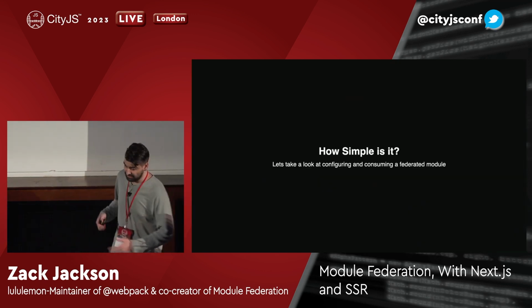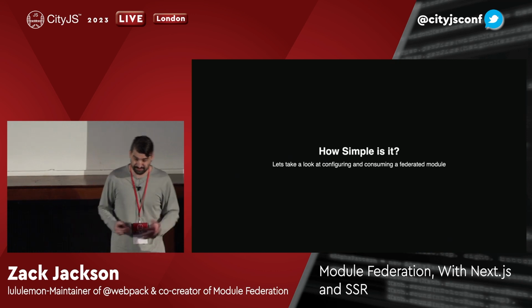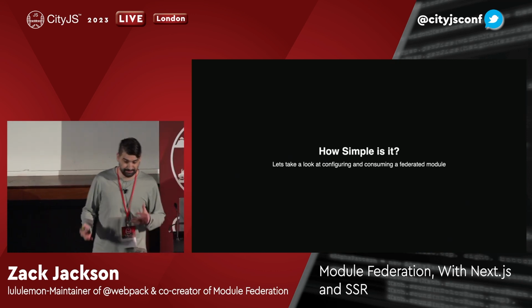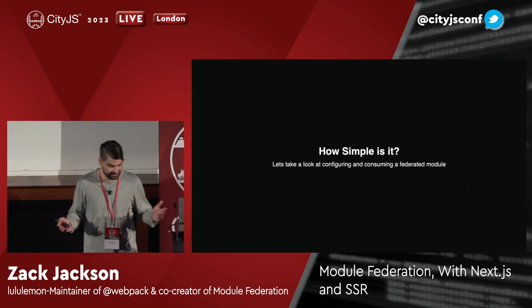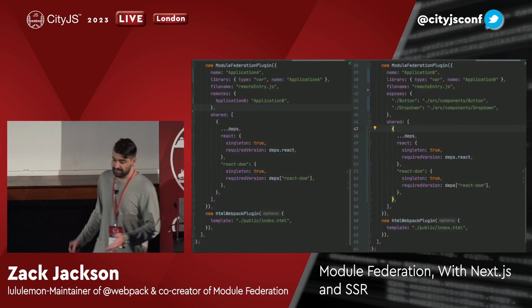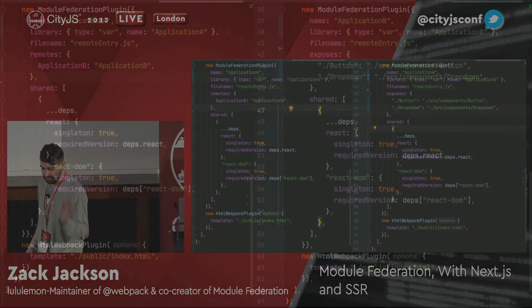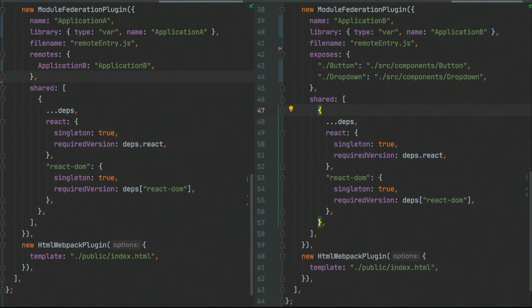So let's take a look at what configuring or consuming this looks like. And there's very different ways that you can do this depending on what you need, but we'll go over some of the more basic samples. All right, so on the screen what we've got is pretty much like a host remote pair. I've got application A, application B. I'm exposing button and drop down from one, and then I'm using one of the syntaxes for how to pull in a remote, which is basically just another container. And we're saying application A is going to treat application B as a remote.